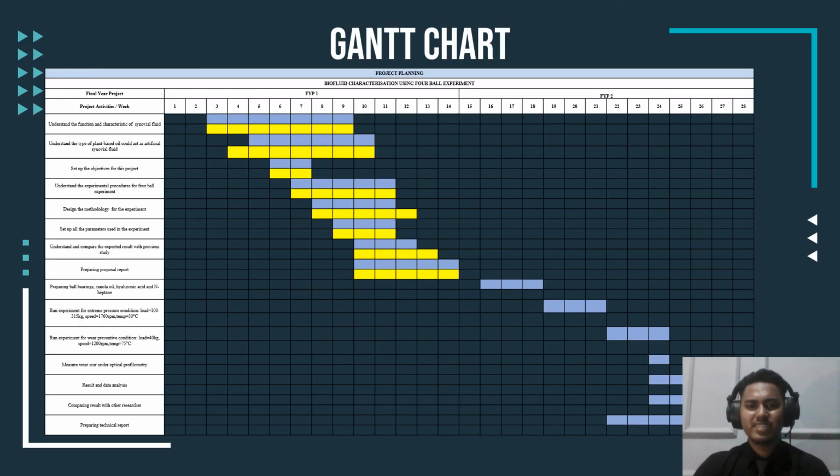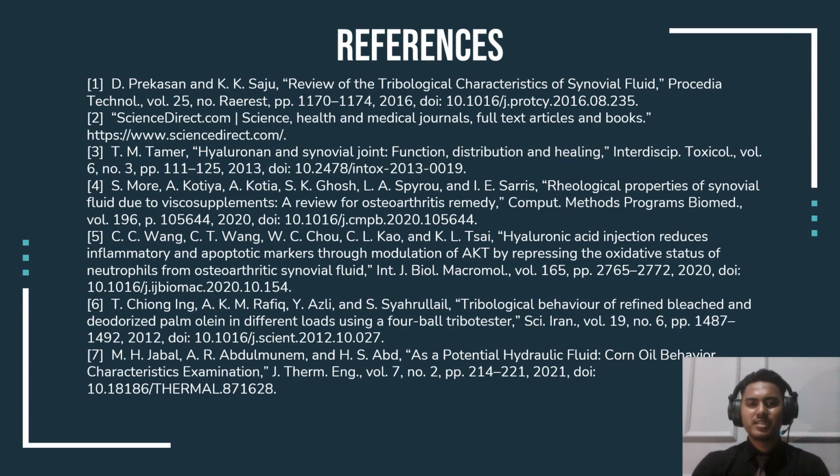This is the Gantt chart for my project. This Gantt chart is a combination of my progress for final year project 1 and also final year project 2. The Gantt chart helps me to organize my project, improve my overall project visibility, and keep the progress of this project on track. These are the list of references that we use in this project.